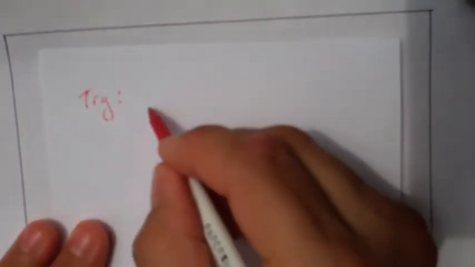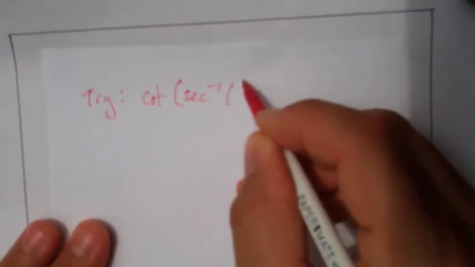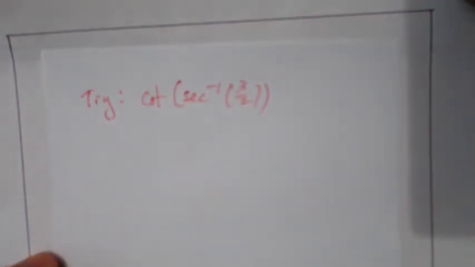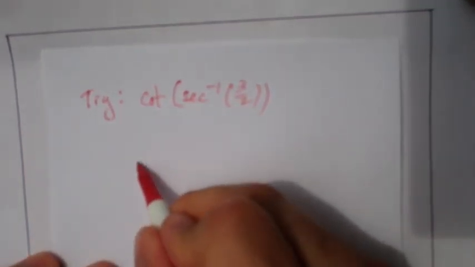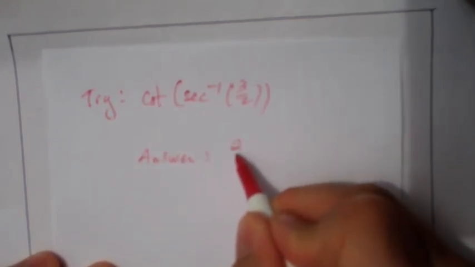Try cotangent of secant inverse of 3/2. And when you're done, you should get 2 over the square root of 5.